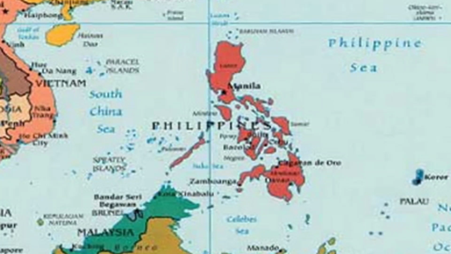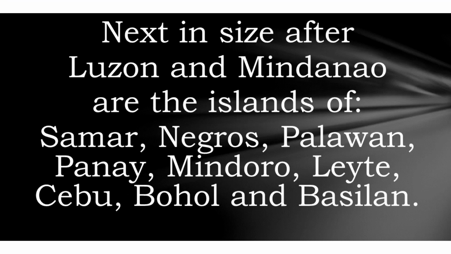But there are two islands that make up the 67% of the country's total land area, which is 300,000 square kilometers. They are Luzon and Mindanao that measure 105,708 square kilometers and 95,587 square kilometers respectively. Next in size, after Luzon and Mindanao, are the islands of Samar, Negros, Palawan, Panay, Mindoro, Leyte, Cebu, Bohol, and Basilan.